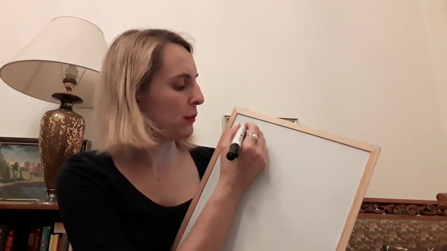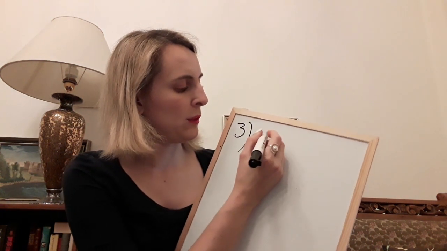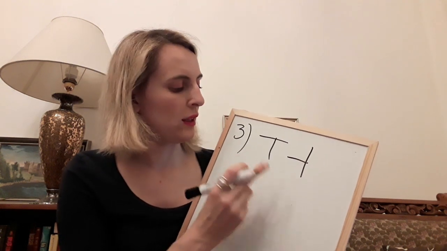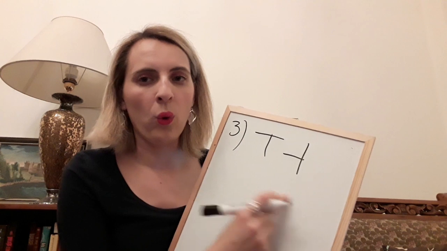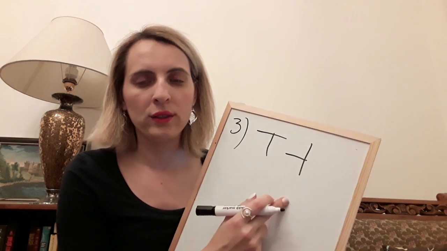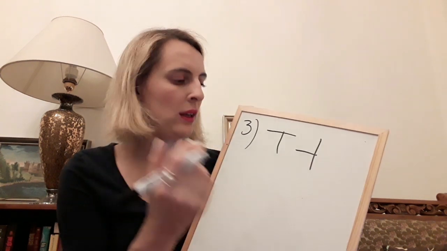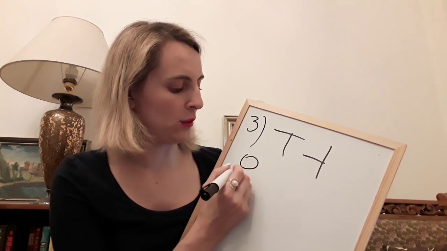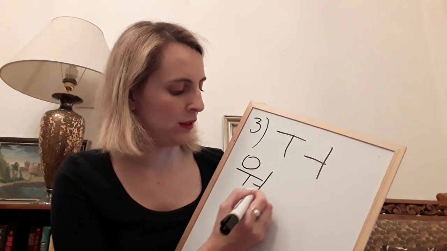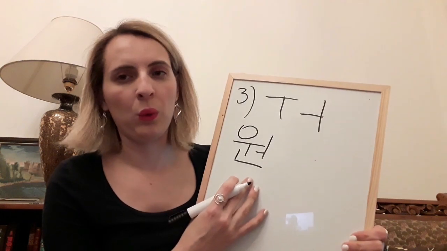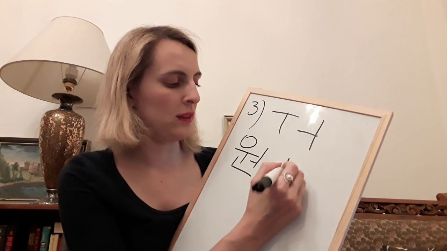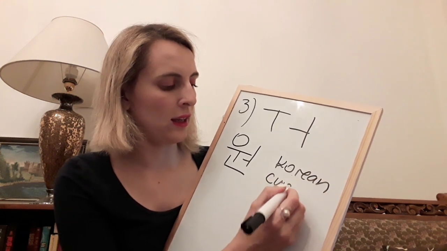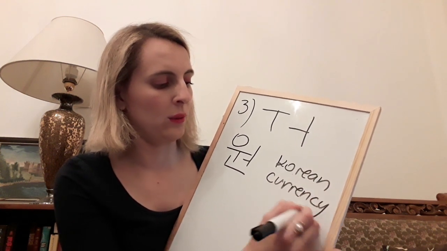Our third diphthong is made by this letter and this letter, and how it is pronounced is o, wo, wo, wo. So it becomes wo, right? And the word that we most often find with this is won. And what is won? Exactly, it is the Korean currency. So Koreans have their money in Korean won.